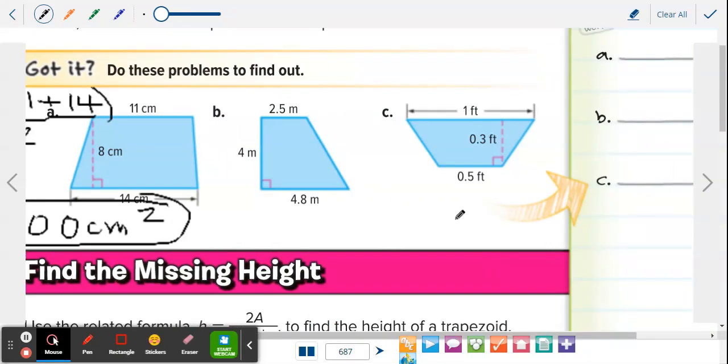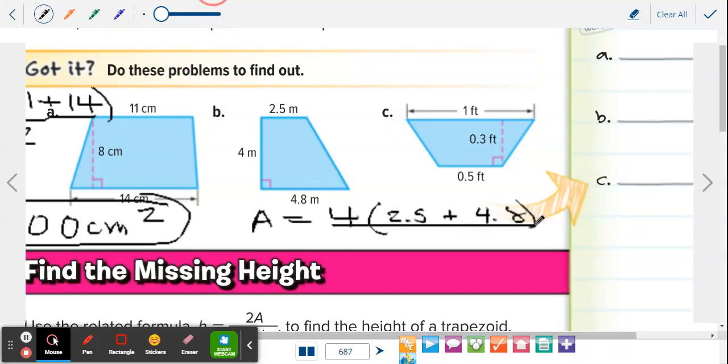All right, letter B, same thing. What's the height? 4. What's base 1? 2.5 plus 4.8. And then you divide it by 2. So do the addition first. So 2.5 plus 4.8 times 4, and then divide that by 2.